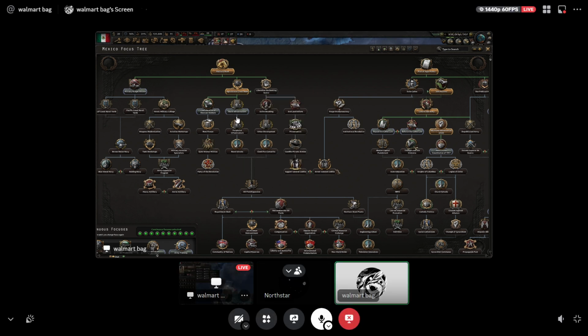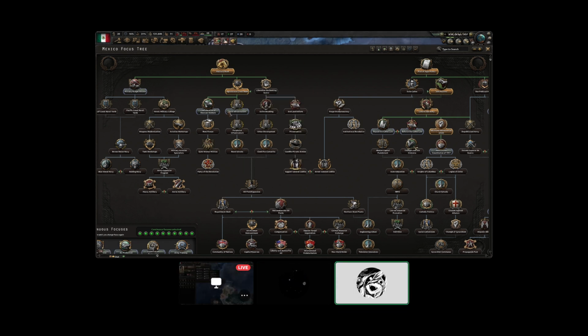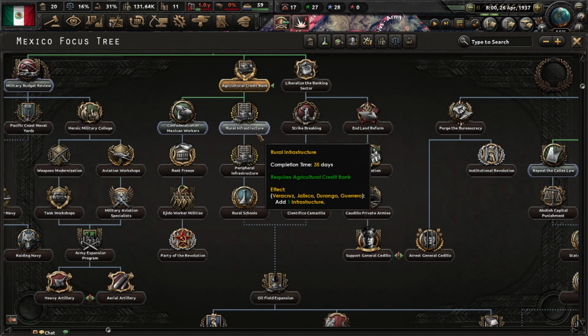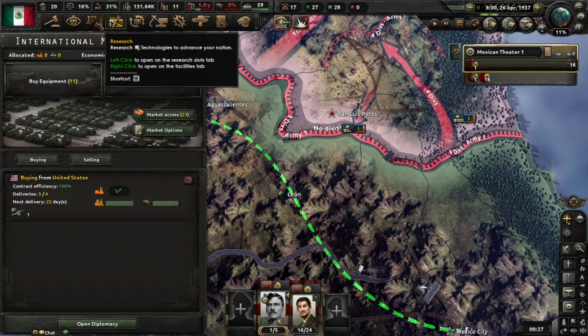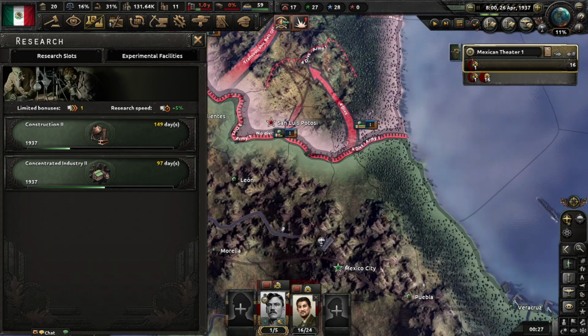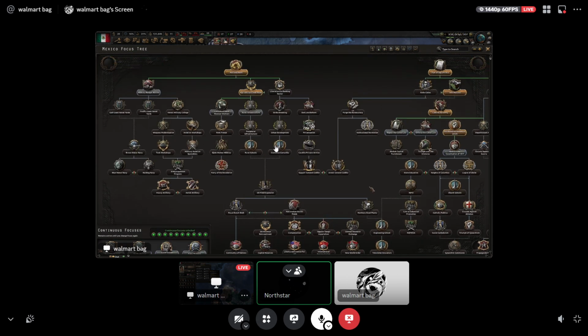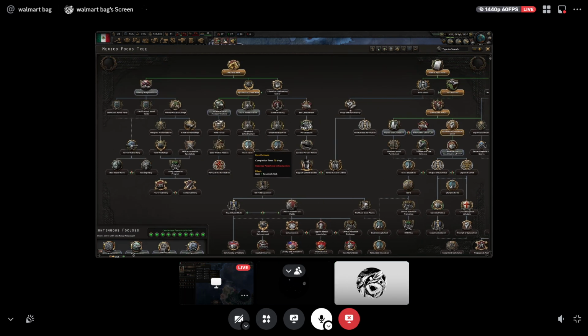So which one would be better? Going down rural infrastructure to rural schools, or Confederation of the Mexican Workers and going down? Oh, you only have 2 research slots right now. I would say the rural schools first.